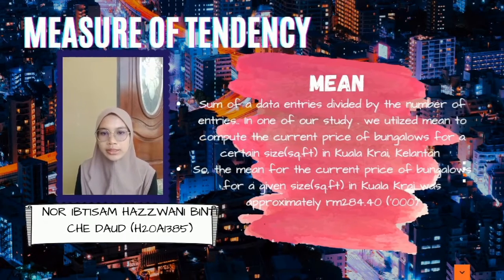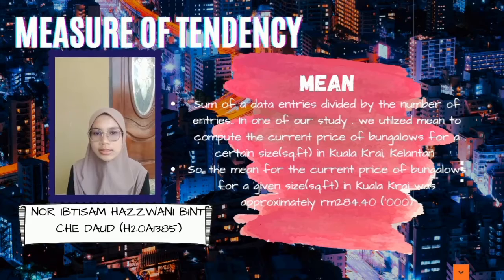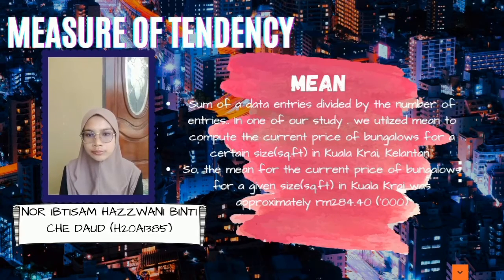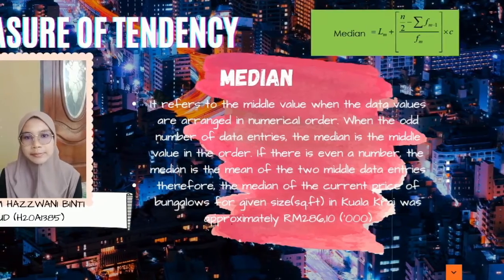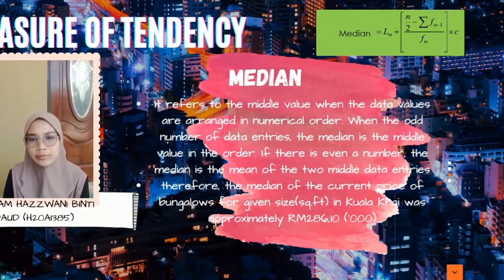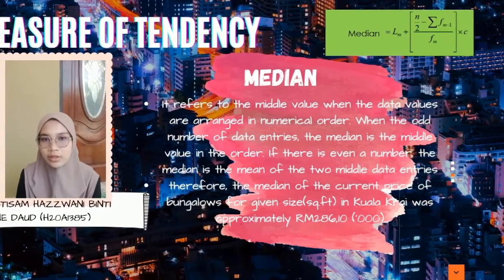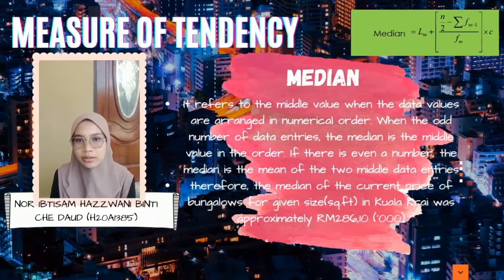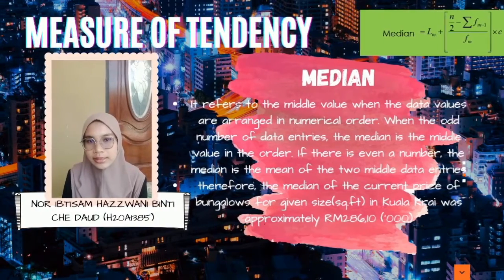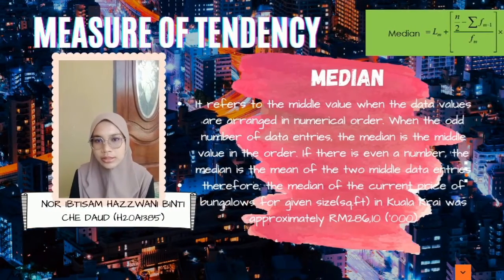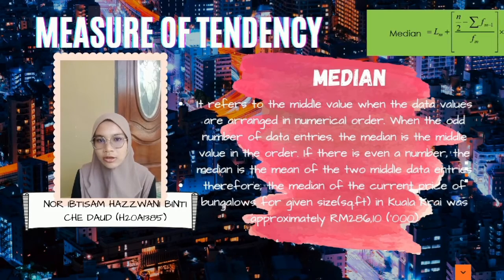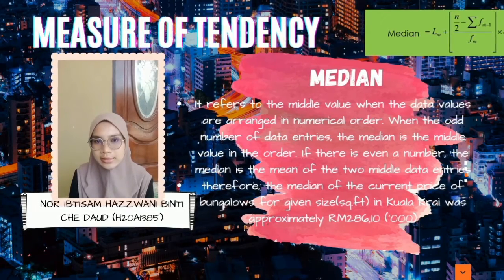So, the mean for the current price of bungalow is RM284.4. Okay, next is median. It refers to the middle value when the data values are arranged in numerical order. When there is an odd number of data entries, the median is the middle value in the order. If there is an even number, the median is the mean of the two middle data entries.